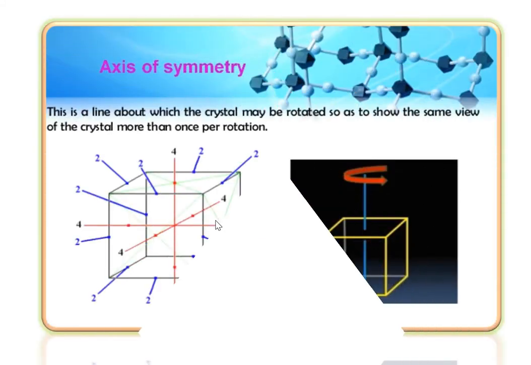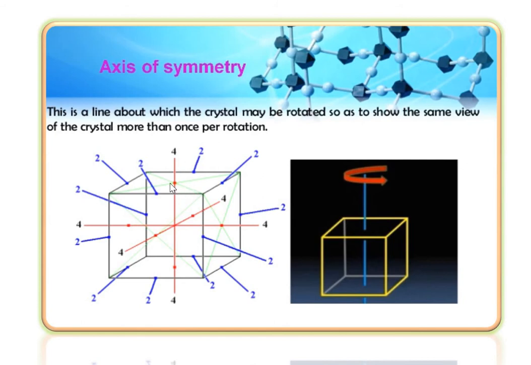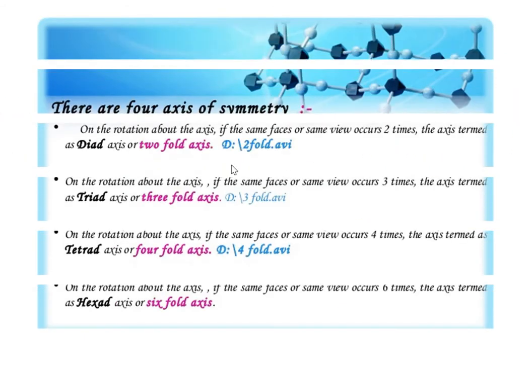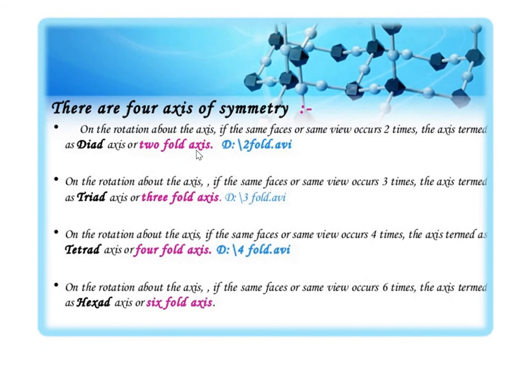Then what is the axis of symmetry? Axis is nothing but a line about which the crystal may be rotated so as to show the same view of the crystal more than once per rotation. That means if we rotate this cube about this vertical axis, then a different face will come to the front side. How many times the faces come indicates the axis of symmetry. In all there are 4 axes of symmetry: 2-fold axis, 3-fold axis, 4-fold axis and 6-fold axis.